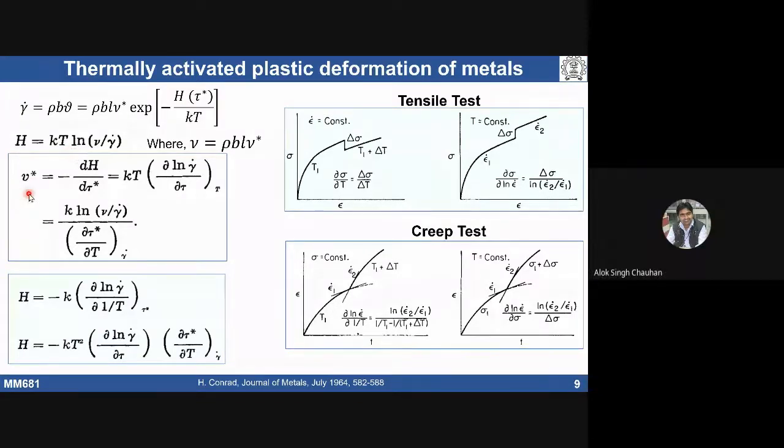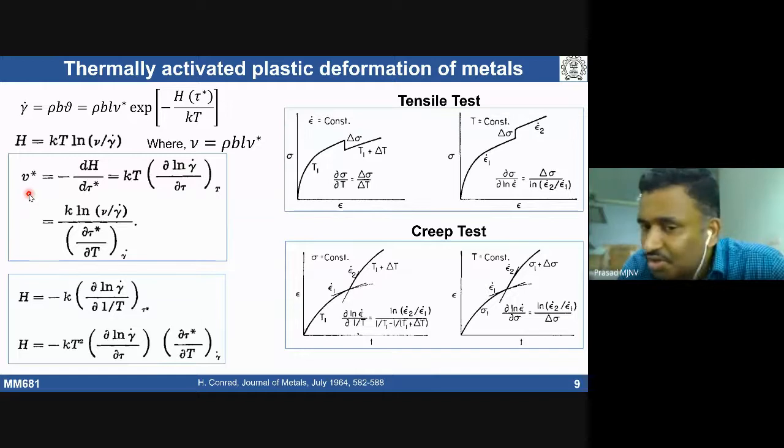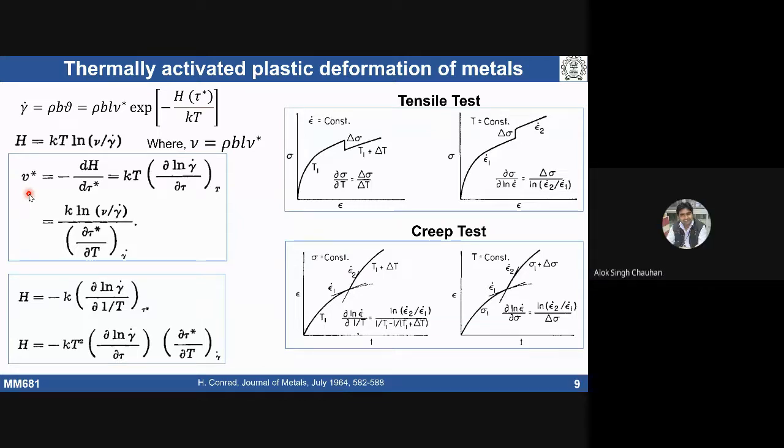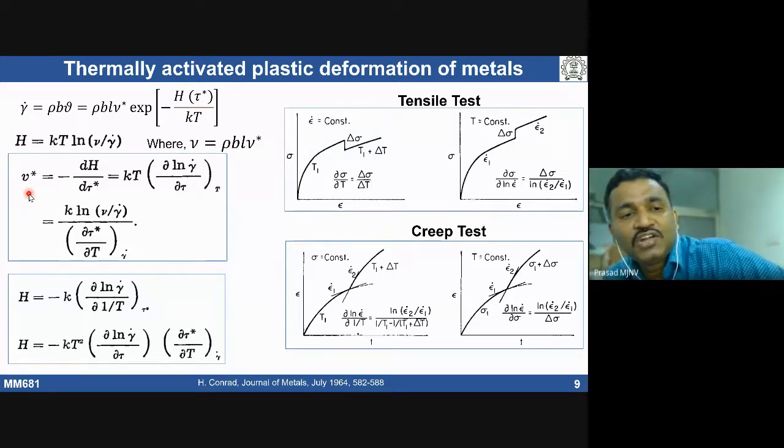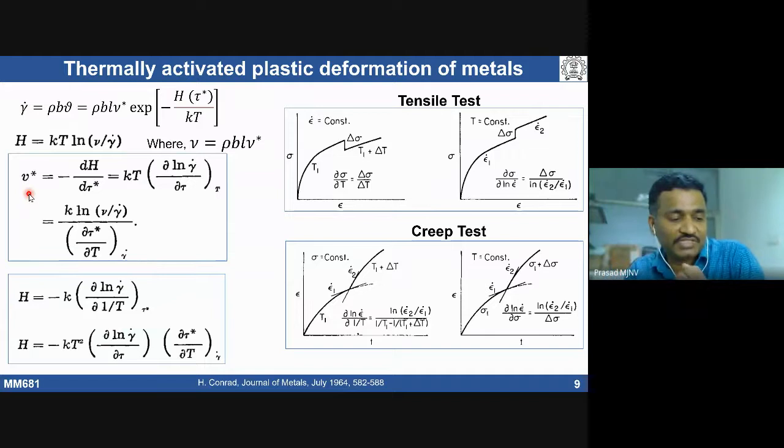Using such an equation, we can get the activation volume, and then we can predict the rate controlling mechanism in a particular plastic deformation. But is there any limitation, like FCC, BCC, or what material? No, there's no limitation. This is applicable to any material. Okay, sir, thank you. This is one of the ways to understand what is rate controlling the plastic deformation mechanism.